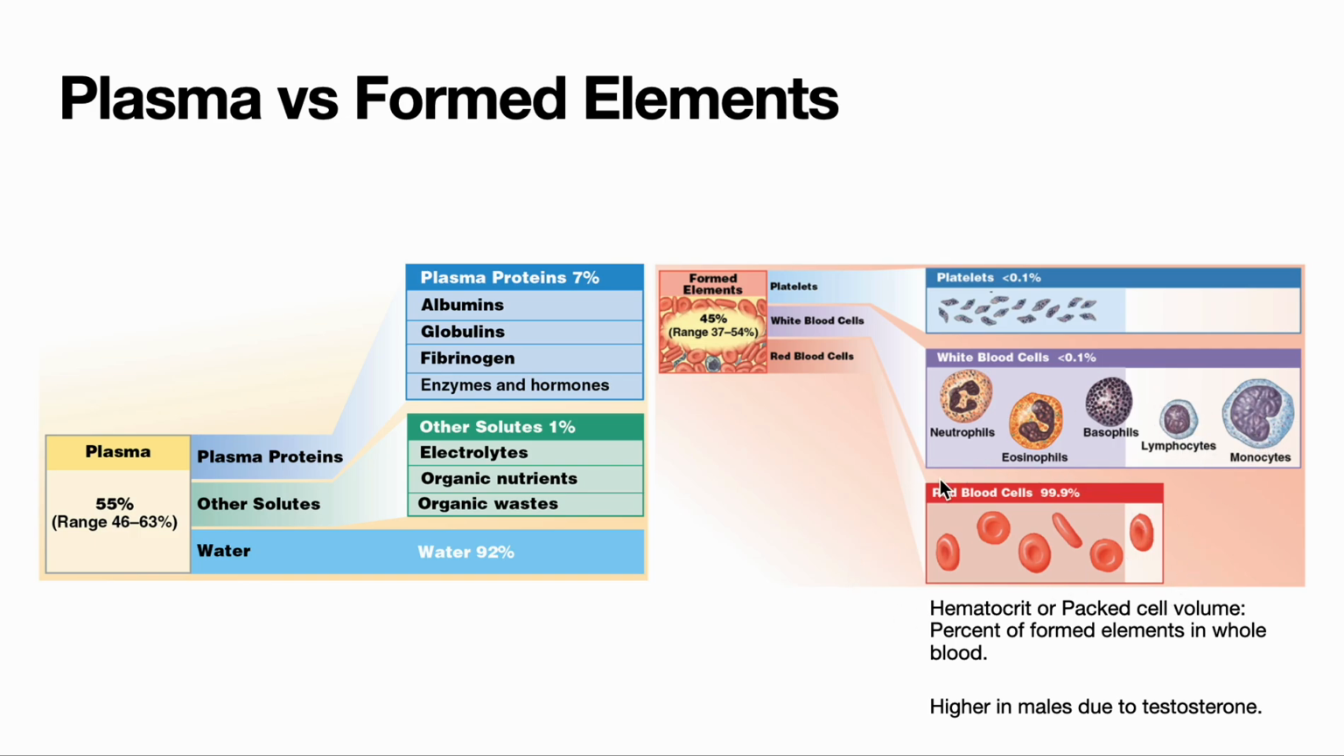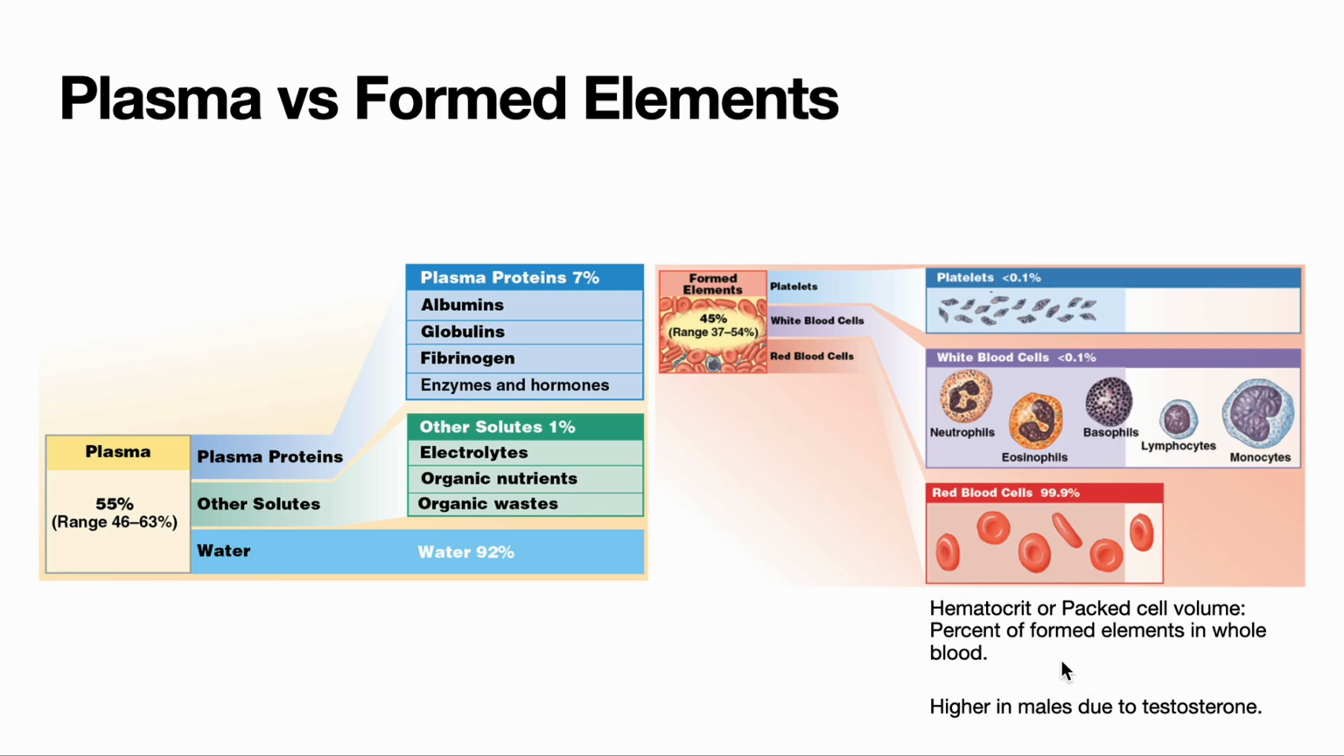And of course, the bulk of the formed elements will be the red blood cells. No nucleus here, unlike our white blood cells that have really obvious nuclei. Our red blood cells are lacking nuclei and most organelles. They are very specifically designed for their function, and we'll talk a little bit more about that.